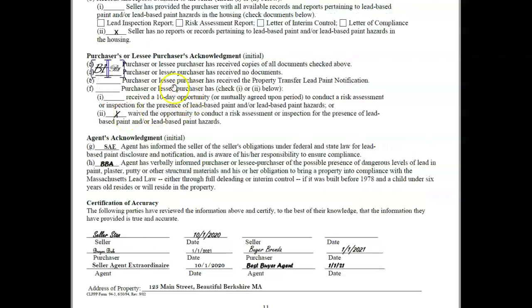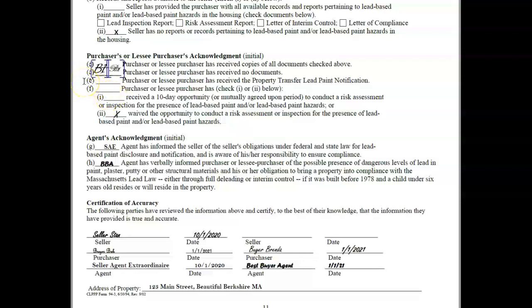So in this case, the buyer has not received any copies of documentation listed above. There are no documents listed above. They should not initial line C. But line D is clearly something that they should initial, that they have received no documents. So if we give this the benefit of the doubt and say those initials are actually on line D, then that would be acceptable. But then that leaves E and F blank.